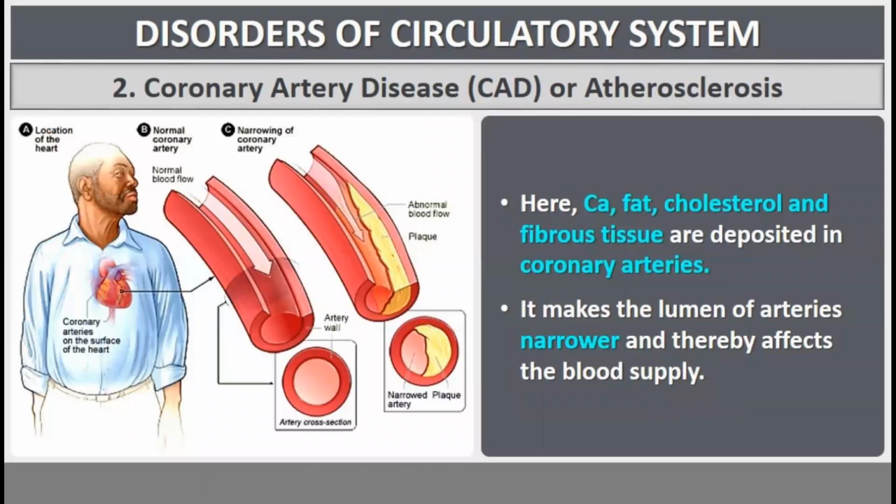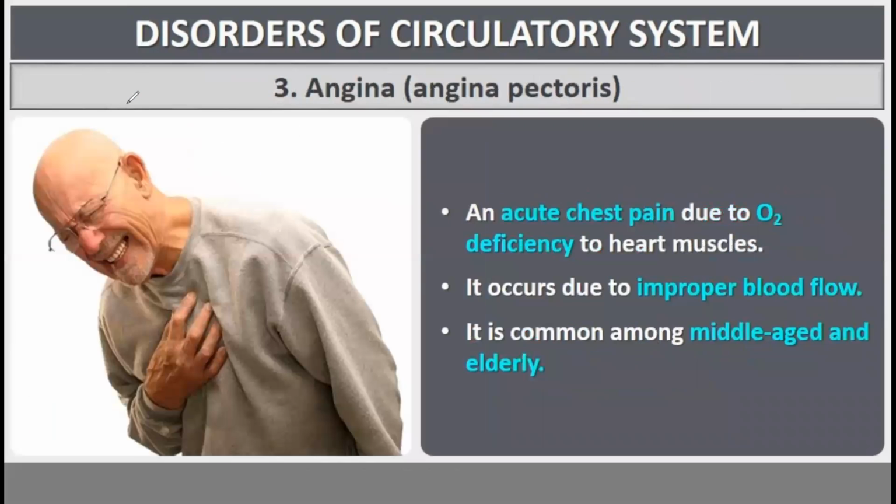The second type is CAD, which is also known as atherosclerosis, which is coronary artery disease. Here, calcium, fat, cholesterol, and fibrous tissues are deposited in the coronary artery. A coronary artery is an artery that supplies blood to the heart muscles. Thus, it makes the lumen of the artery narrower, and thereby it will affect the blood supply to the heart.